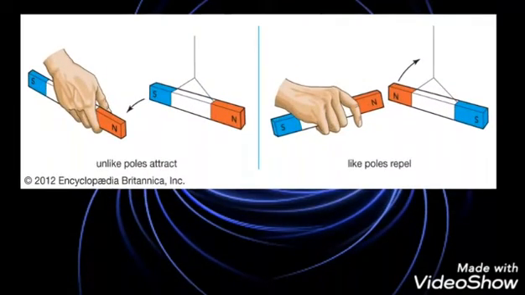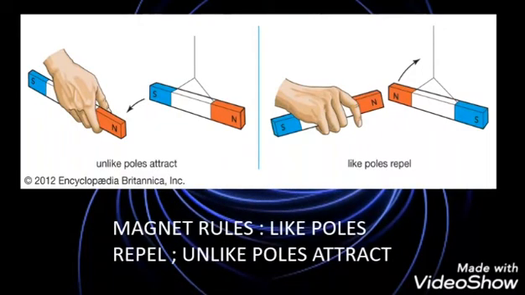When the poles of the magnets are close together, they may attract each other or they may repel each other, meaning push each other. Here are the rules which tell us whether two magnetic poles will attract or repel. Like poles repel, unlike poles attract.